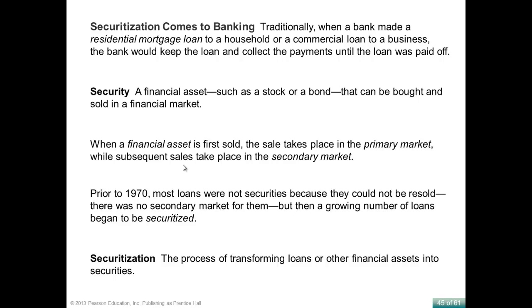Now, a security is a financial asset such as a stock or bond that can be bought and sold on a financial market. When a financial asset is first sold, it takes place in the primary market, while all subsequent sales take place in the secondary market. Prior to 1970, most loans were not securities because they could not be resold. There was no secondary market for them.